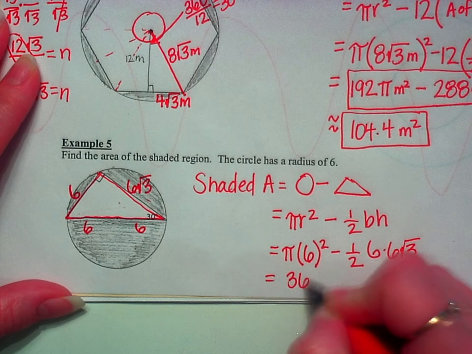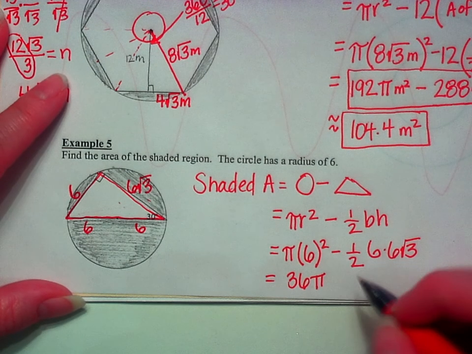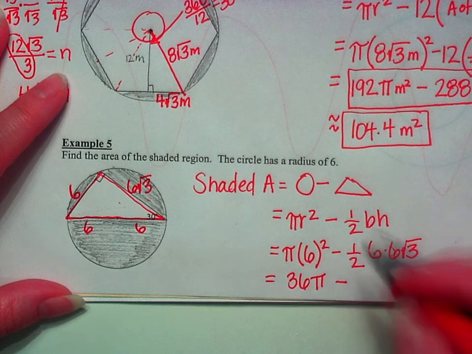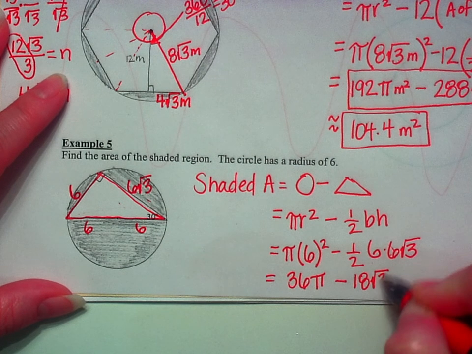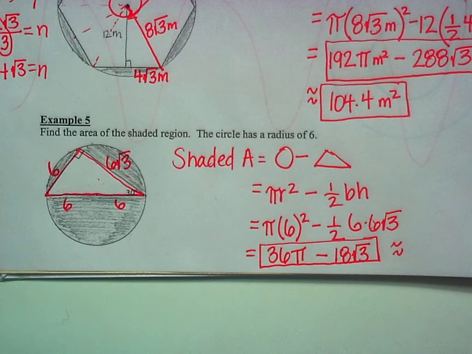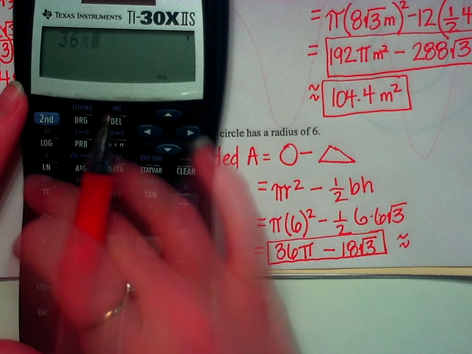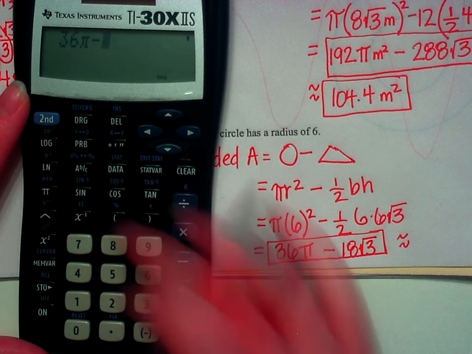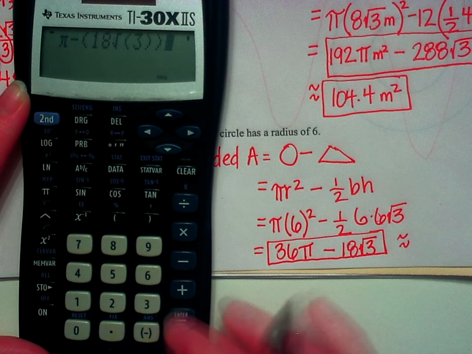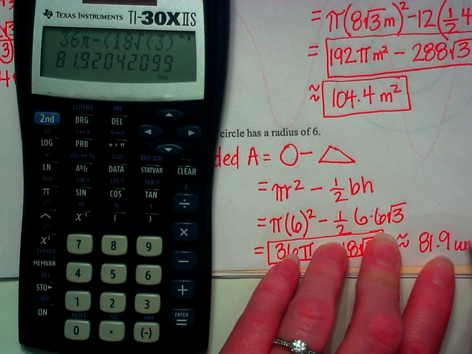Okay, and we end up with 36 pi. There were no units here, so you could just put units squared, or you can just leave it as 36 pi. And then over here, we're subtracting 18 square root 3. So that's your exact answer. And that is approximately, let's find out, 36 pi minus, in parentheses, 18 square root 3. And we get approximately 81.9. And again, it would just be units squared.